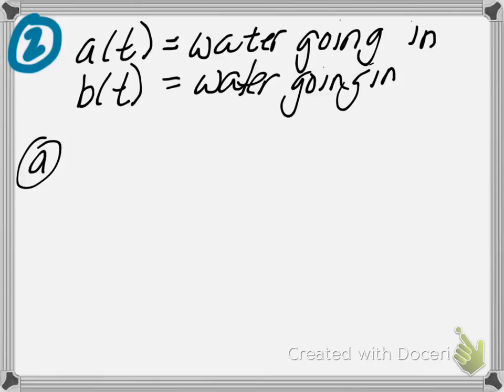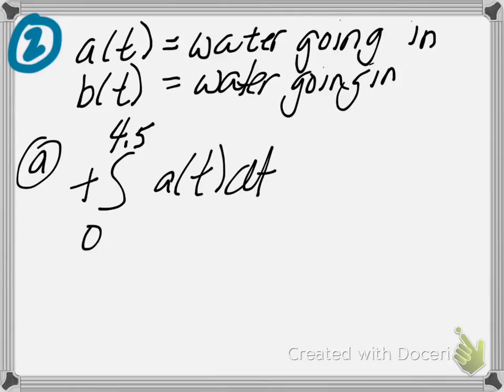But let's just start with part A. How much water will be in tank A at t equals 4.5? So that's all the water that went in from 0 to 4.5 of A of t dt. Now, what are we going to add to that? How much did it have at t equals 0? It didn't have anything, so you don't need to add anything to it. That's good news. You're going to use your calculator, and you have the function A of t, so your calculator will do all the work, and you should get 66.5321.